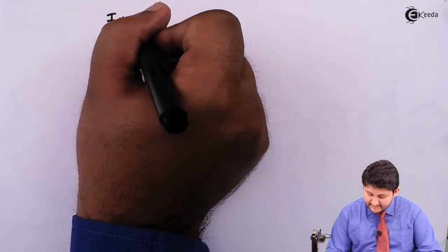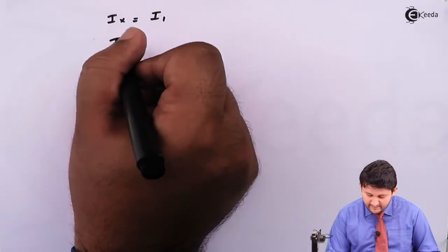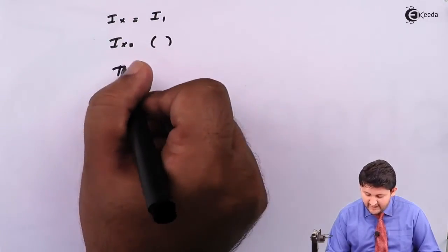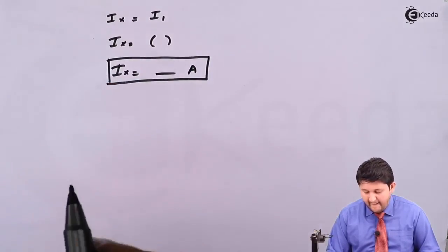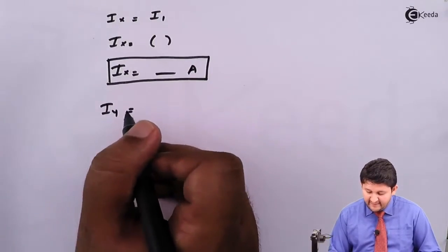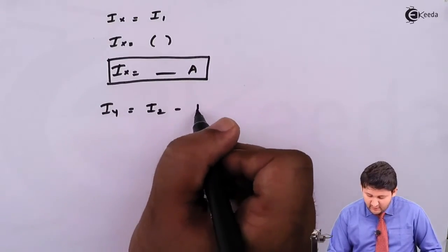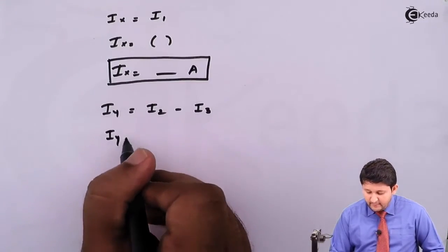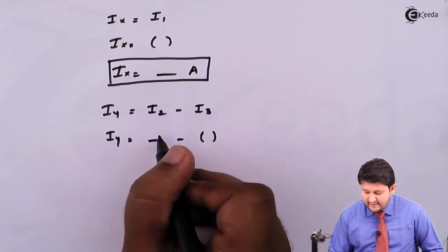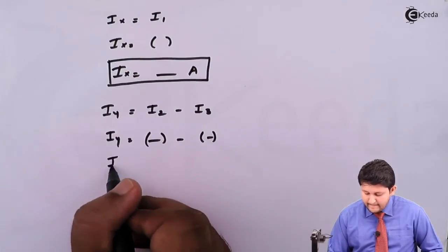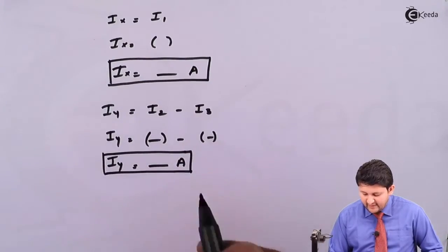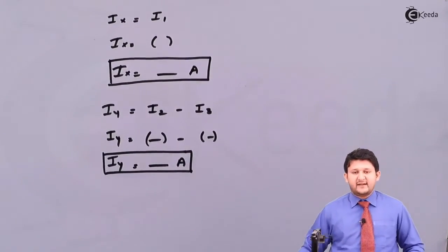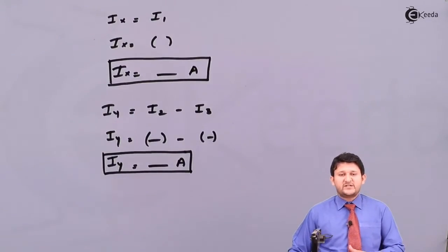Ix is equal to I1. So put the value of I1 over here, and you'll get the value for Ix. And Iy is equal to I2 minus I3. Put the value of I2 and I3. Just simplify with your scientific calculator, and you'll get the value for Iy. So that's it. This is your sum number 4, which we have seen.